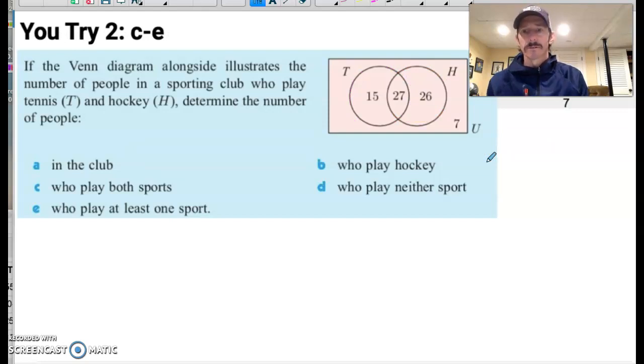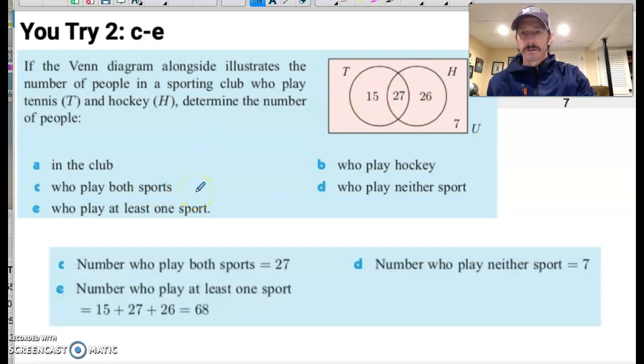Pause the video, try to answer those. All right, video's on pause. Who play both sports is this 27 in the middle. I've got all the answers down here. So 27 is the one in the middle. The number who play neither sport, this is my neither. They're not playing hockey nor tennis. And who play at least one sport, at least one means tennis or hockey or both. So I would have to add up those three numbers right there.